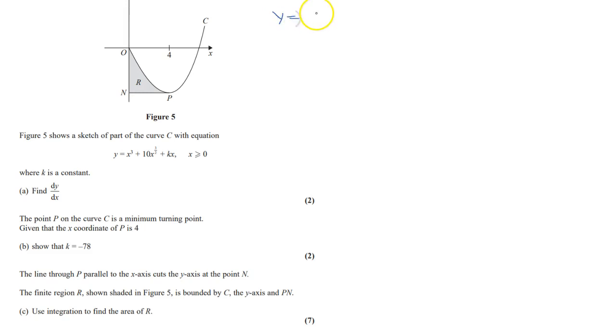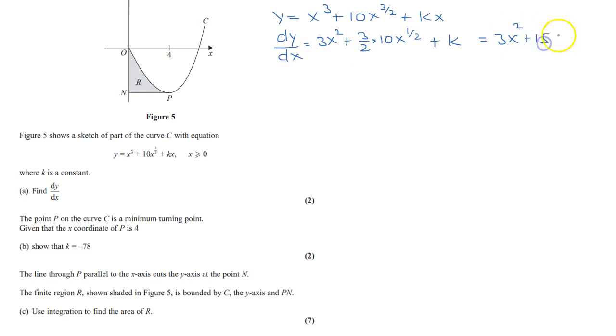Last question, y is equal to x cube plus 10x to the power 3 over 2 plus kx. x is a positive number. Find dy over dx. So dy over dx will be 3x square plus 3 over 2 multiply 10 x to the power 3 over 2 minus 1 means half, and plus kx is k. So this will be equal to 3x square plus 15x to the power half plus k. That is the answer of part A.